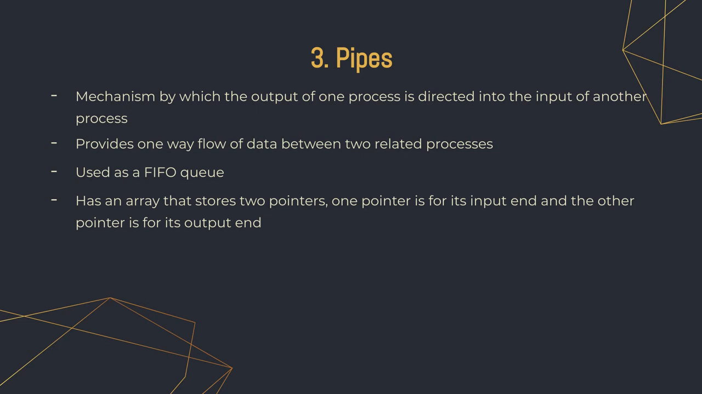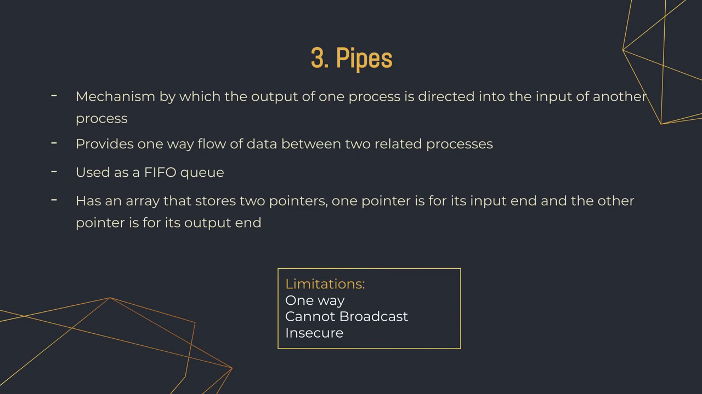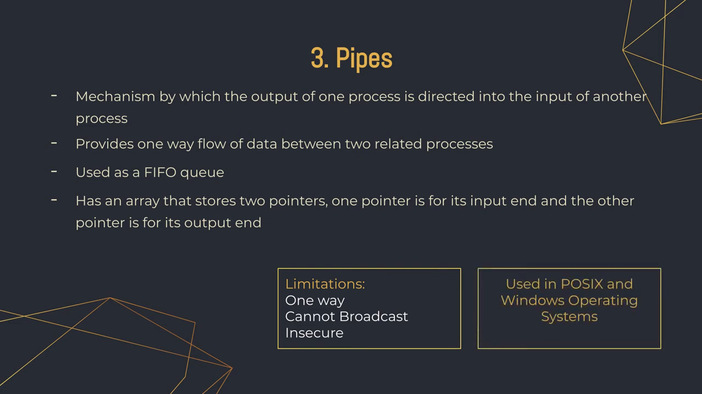Now, for every process, we have three descriptors: the input descriptor, the output descriptor, and the error descriptor. We'll go over these in detail in the next slide. The limitations of pipe include the fact that it's one way. I mean, you can't have a two-way pipe unless you use two pipes. It cannot broadcast, meaning that one input can't broadcast to multiple output processes. And lastly, it's quite insecure, but it is used in the POSIX and Windows operating systems.